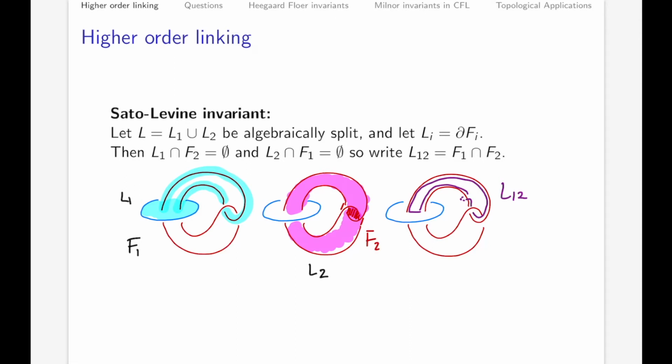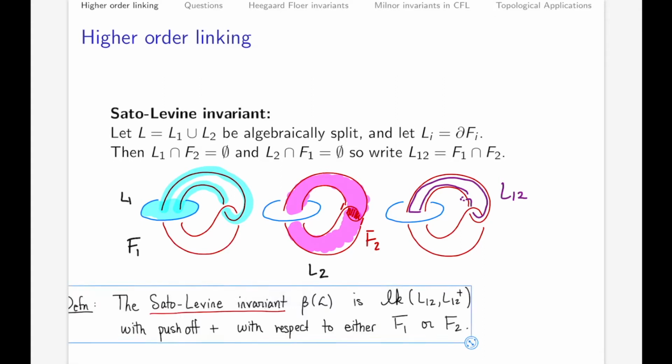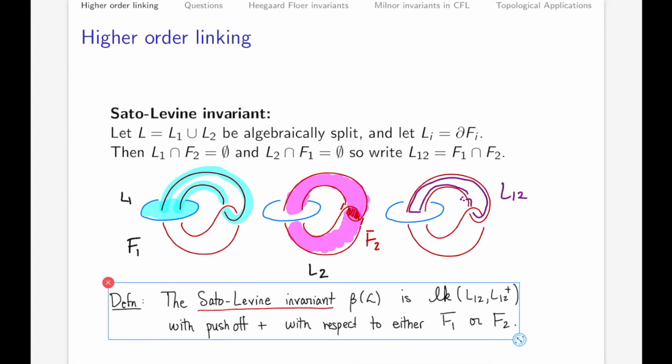With this, we can now define the Sodal-Levine invariant. Let's make the Sodal-Levine invariant beta, and that is the linking number of L12 and a push-off of L12. And you can push off with respect to either F1 or F2, and it won't change the answer. What we're seeing here is one way of defining the Sodal-Levine invariant.